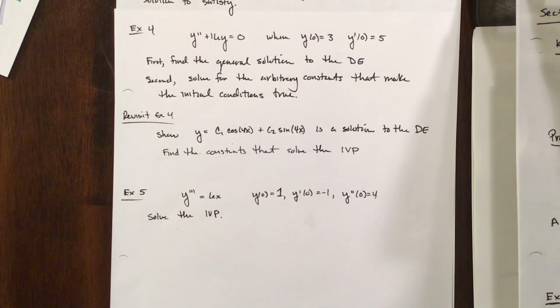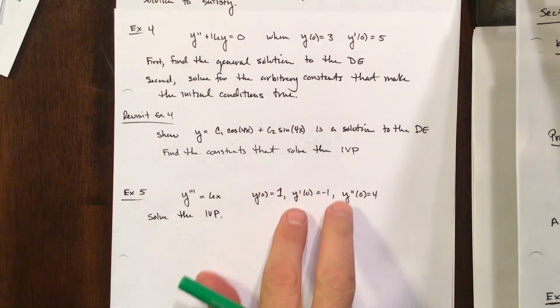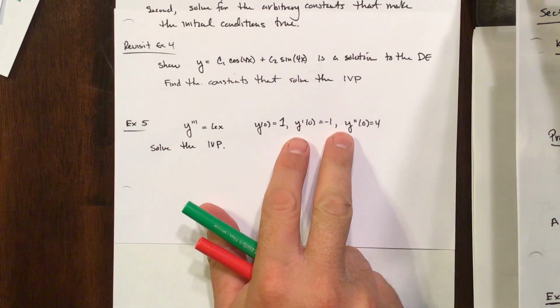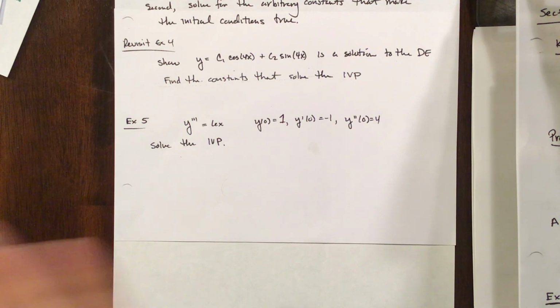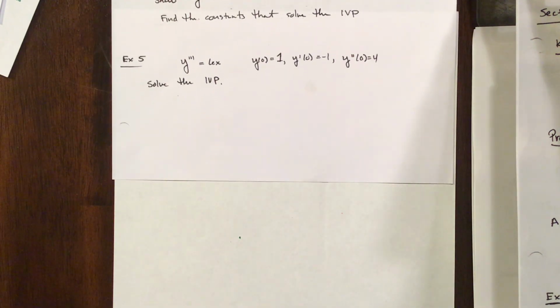All right. So, show that C1 cosine 4x plus C2 sine 4x is a solution to the differential equation. We actually have already done that. Find the constants that solve the initial value problem. We just did that. Okay, last one. y triple prime equals 6x. y of 0 is 1, y prime of 0 is -1, y double prime of 0 is 4.